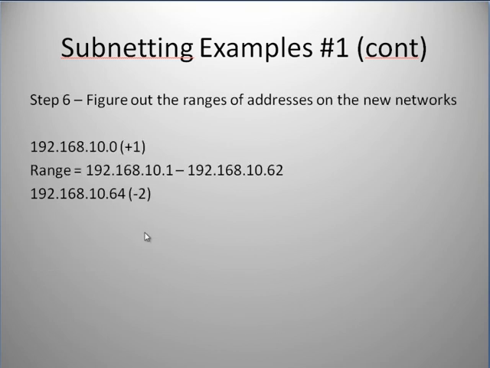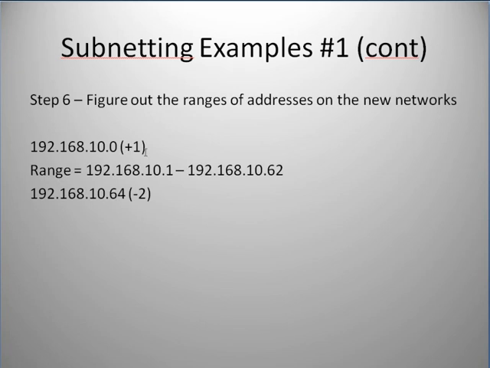After we have the network IDs figured out, then we need to figure out what exactly are the valid ranges of addresses on each of those networks. And to do that, very simple mathematical deal. Again, my first network ID was 192.168.10.0. The next one was 192.168.10.64. To figure out the valid range of addresses on the 10.0 network, we do a +1 to the original network ID, 10.0, and a -2 to the next network ID, which is 10.64.